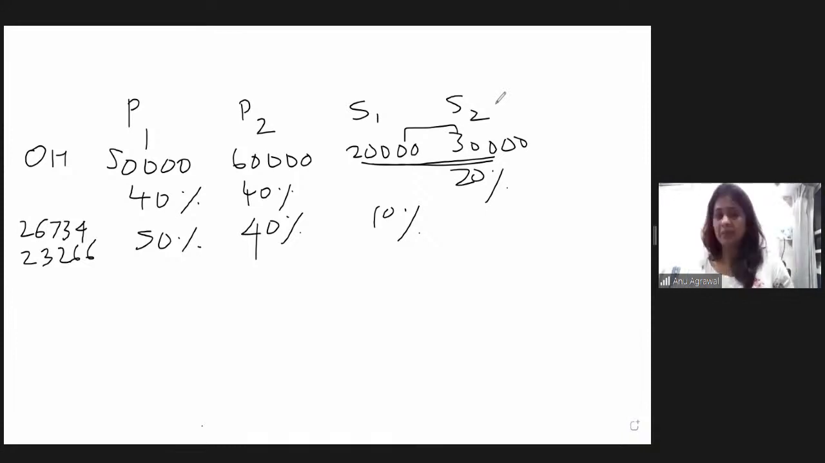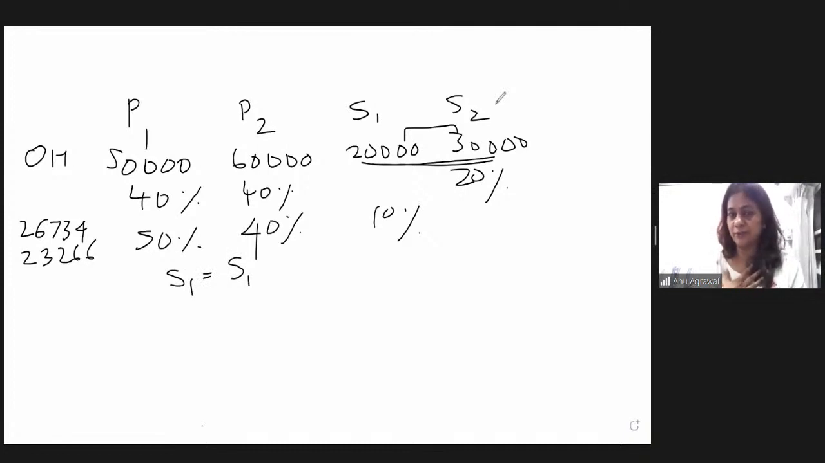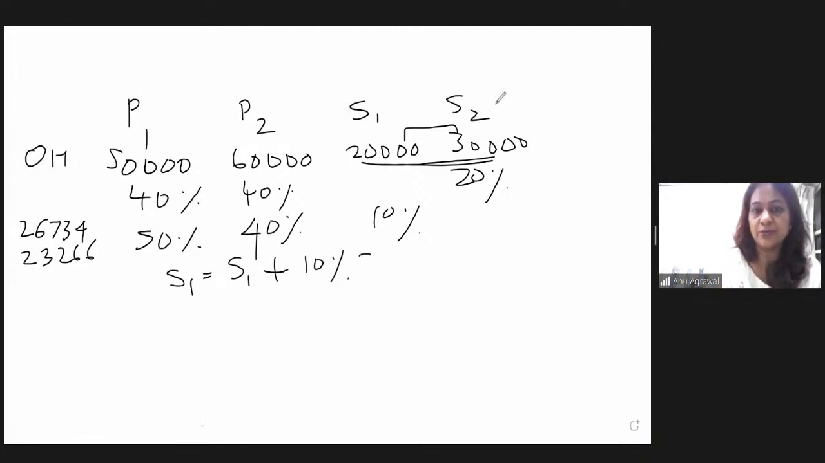Instead of repeating it again and again, I think we are smart, intelligent students. Why don't we make a linear equation? So we can have a linear equation like S1 has got its own expenditure of 20,000 plus how much of S2? 10% of S2. Yes or no? Similarly, S2 has its own expenditure plus how much of S1? 20% of S1.